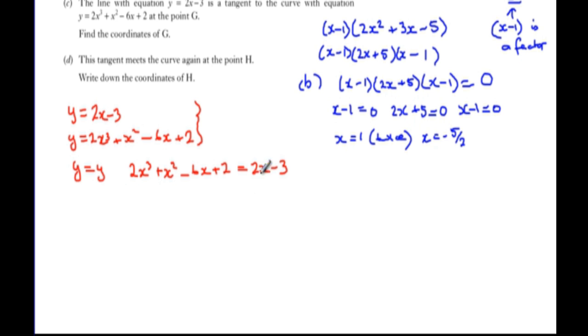Now when we take these two over to the left hand side to leave us with a 0, the 2x becomes a minus 2x, giving us a minus 8x in this position, and the minus 3 becomes a plus 3, giving us a plus 5 in this position. So this is 2x cubed plus x squared minus 8x plus 5 is equal to 0. And we notice that this is just the same equation as we've got in part B. So we've already worked out that the solution to this is x is equal to 1 twice and x is equal to negative 5 over 2.